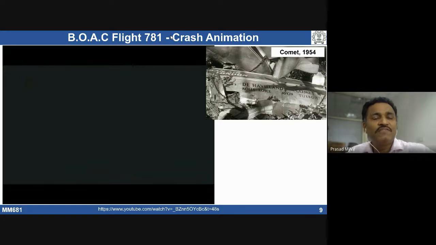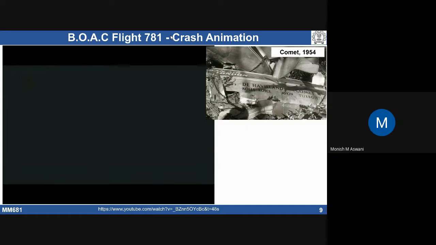Basically the failure happened in the fuselage, the aircraft skin, which has undergone fatigue failure. That's what people reported. What is vibration here? I'm not getting it. Any other guess? Sir, it may be because of the number of cycles that the joint has gone through. What are cycles here?